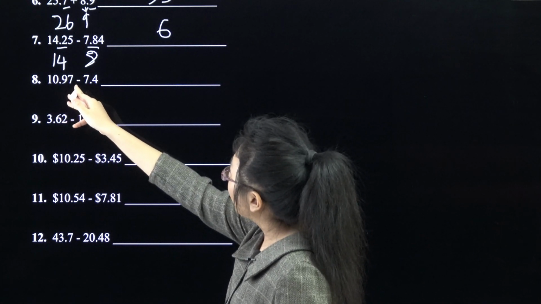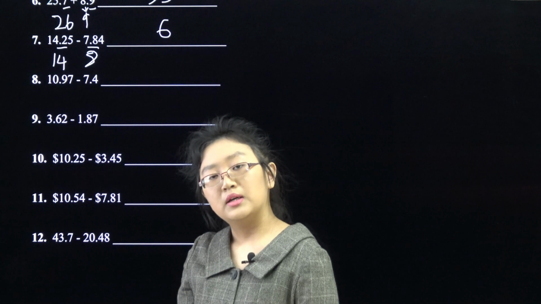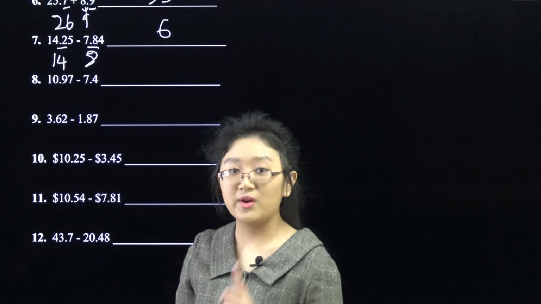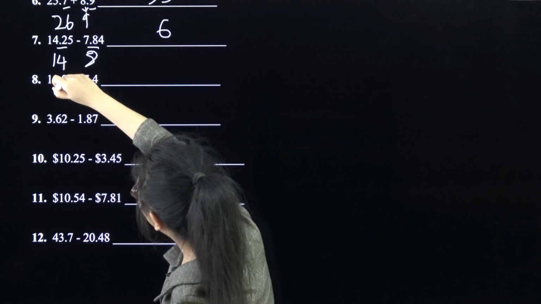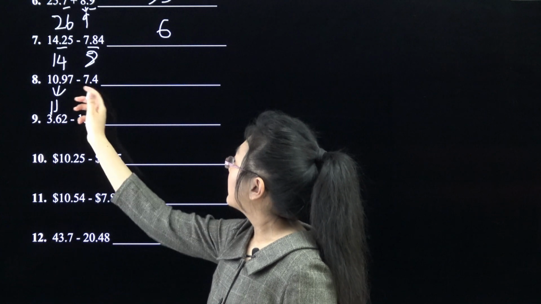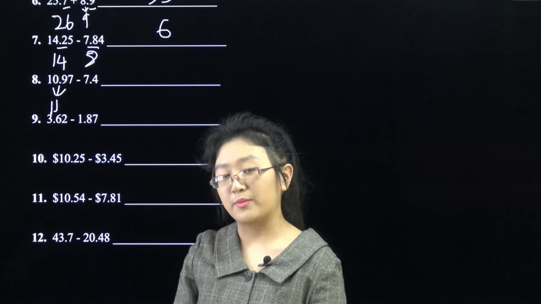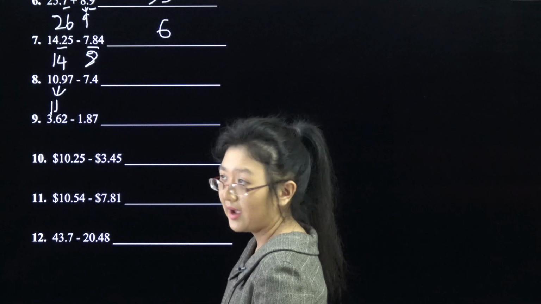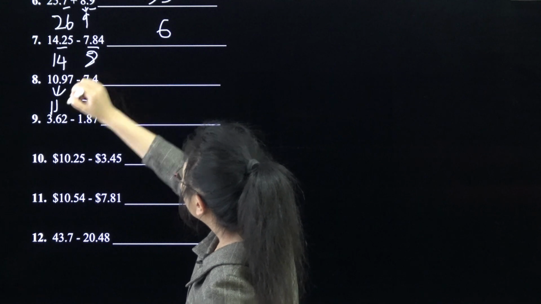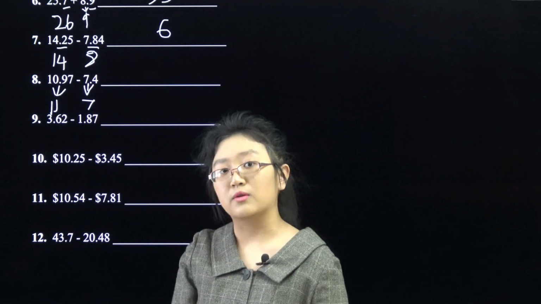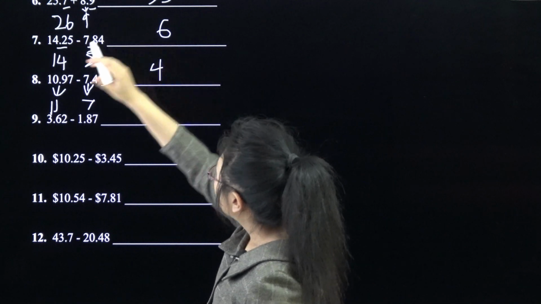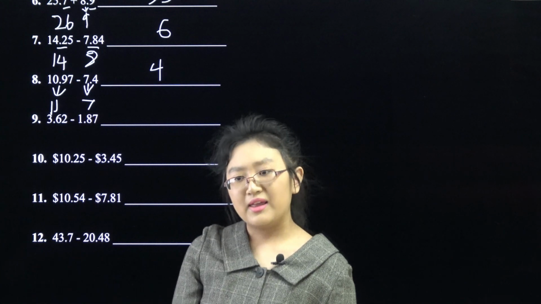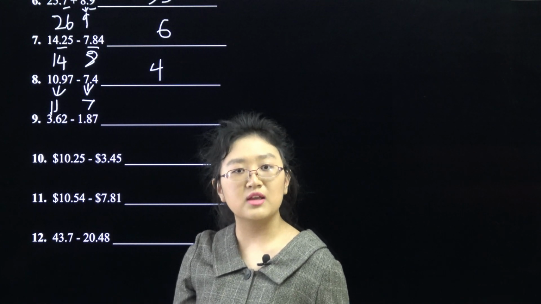So 10.97. 9 is in the tenths place. 9 is obviously bigger than 5, so we're going to round up to 11. 7.4. Well, 4 is in the tenths place this time, and it's still smaller than 5, so we're going to round down to 7. 11 minus 7 is equal to 4. So the conclusion is that 10.97 minus 7.4 is approximately equal to 4.